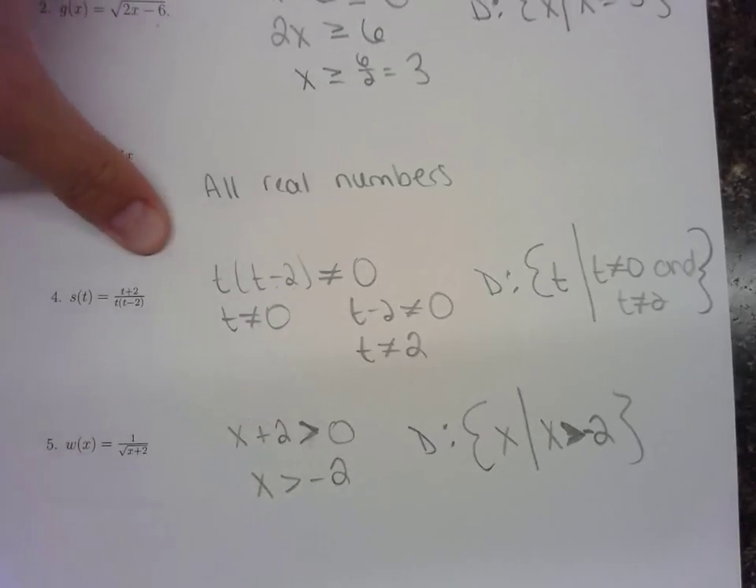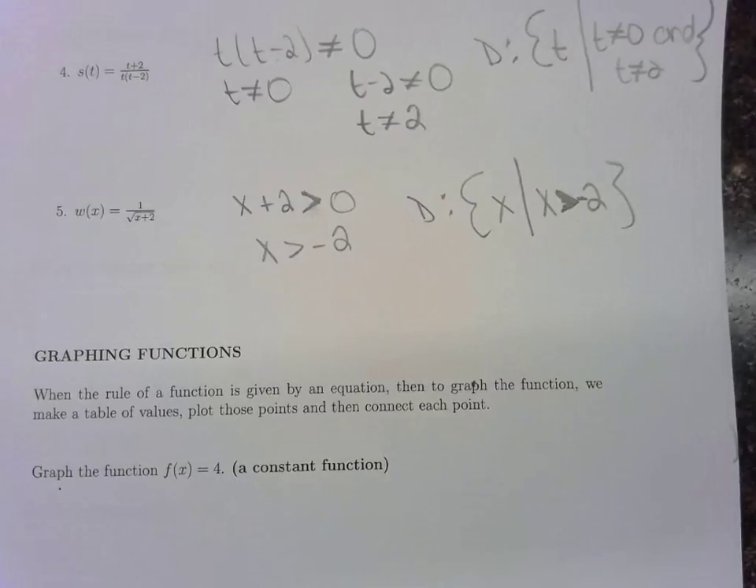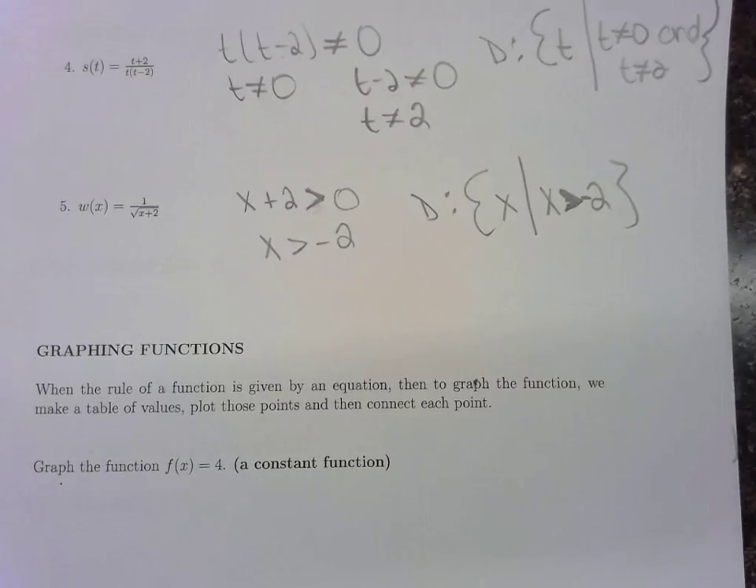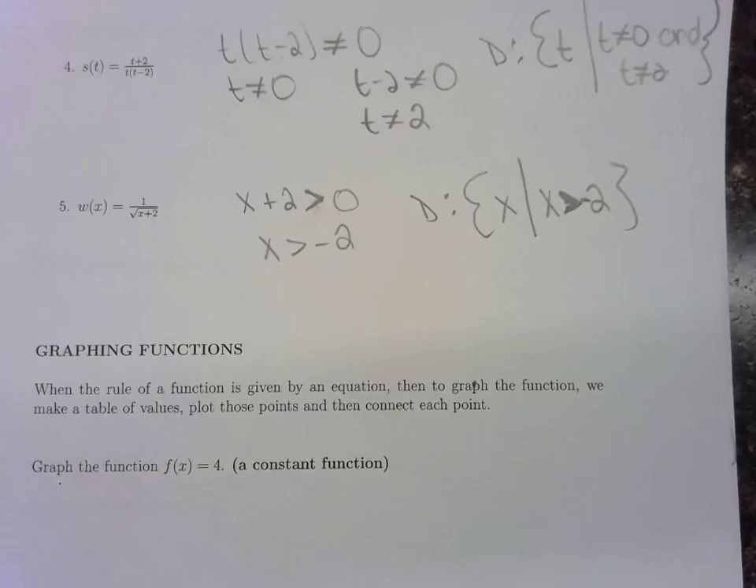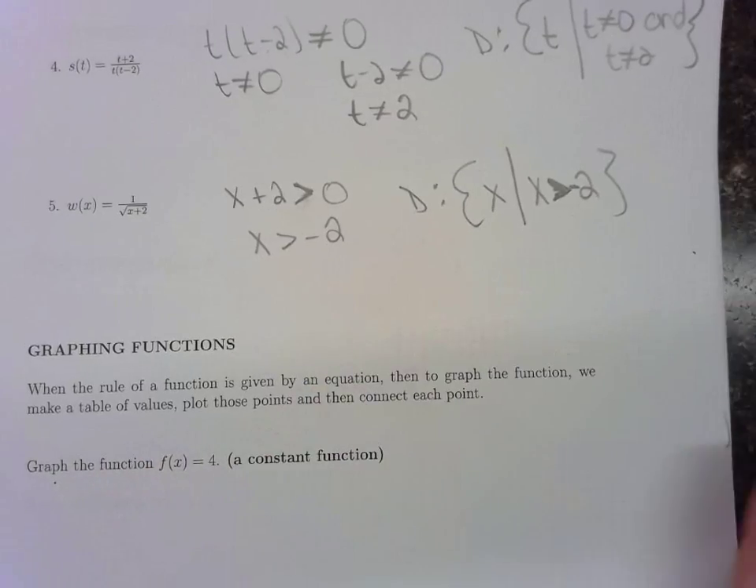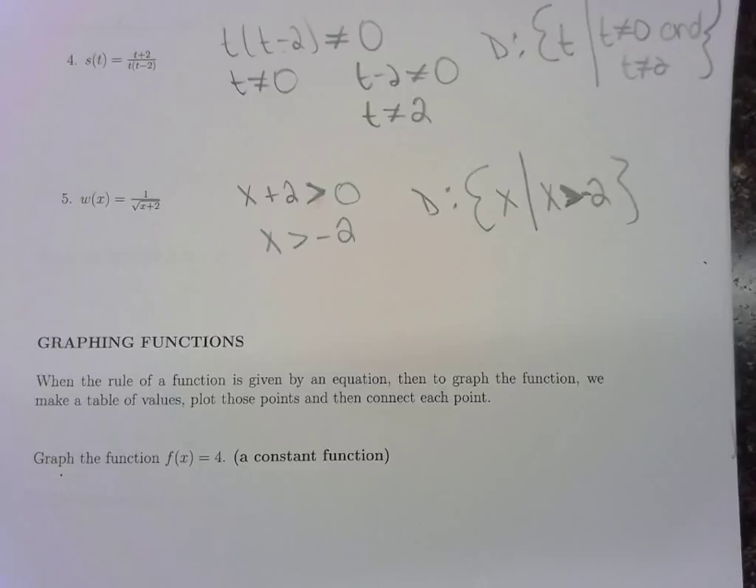Bottom of page 6, we're going to go into graphing functions. We're going to start by just using the XY chart first. That's probably the way you guys have seen this. It says when the rule of a function is given by an equation, then to graph the function, we make a table of values, plot those points, and then connect each point. First we're going to graph the function f of x equals 4, a constant function.